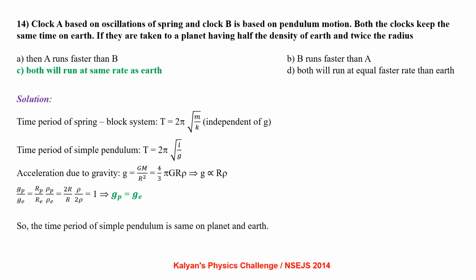So when you take the ratio of accelerations due to gravity on the planet and Earth, we get g planet equal to g Earth. So the time period of the simple pendulum is the same on the planet as well as Earth.